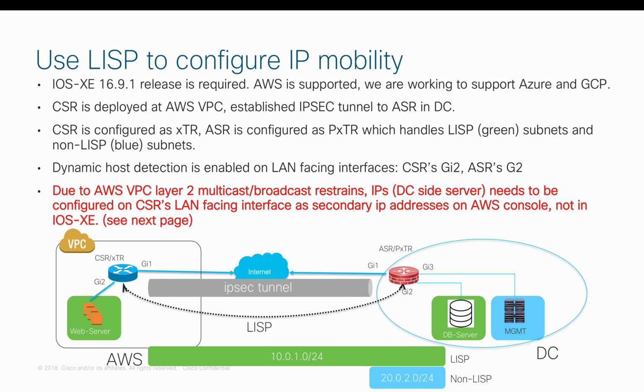So you need to configure the IP address of your data center side server, which is in the same subnet, to be present on the CSR's interface on AWS console, not in iOS XE. Yeah, it's a little bit confusing, right? So let's see what you need to do in the next page.